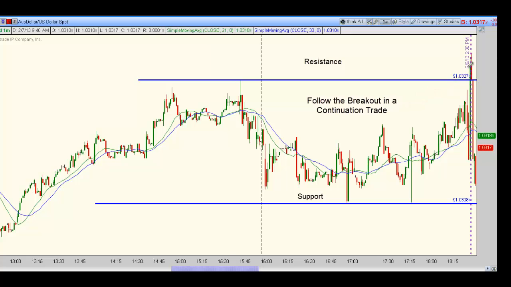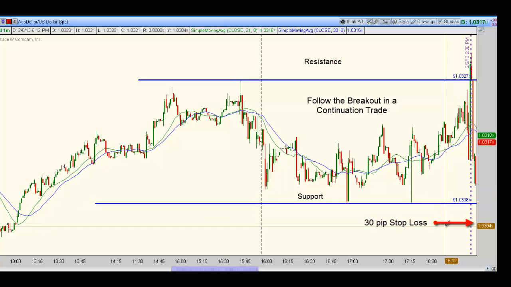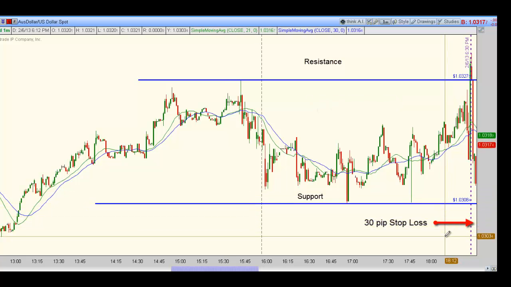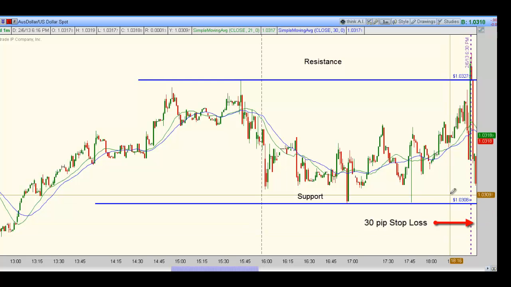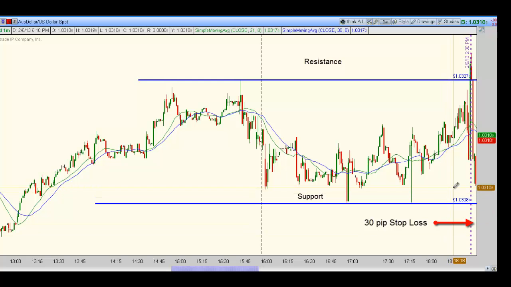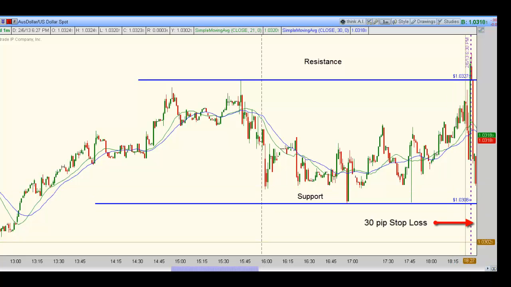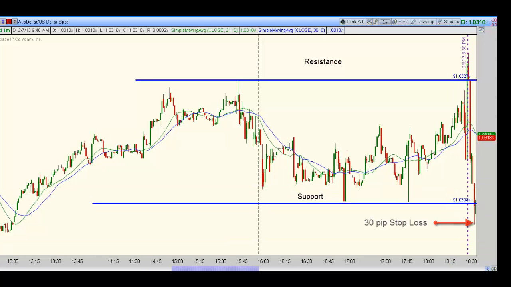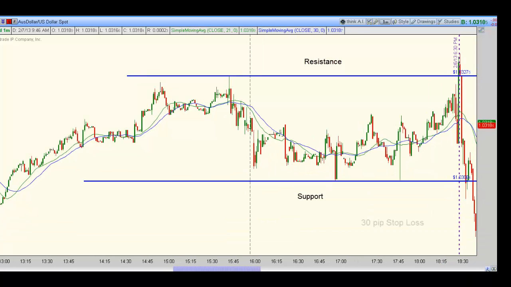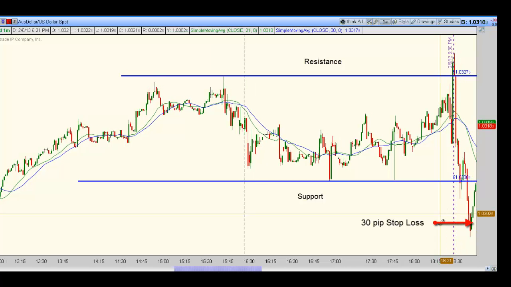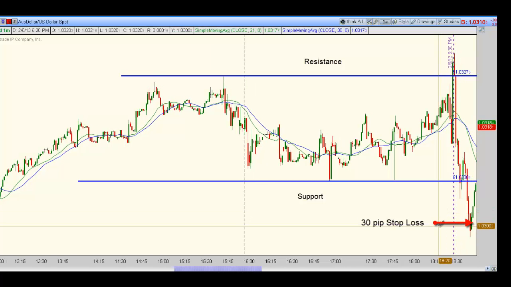So we would have entered in the 1.3292, 1.3293 area. A 30 pip stop would have been at the 1.3300 range. Down in this area would be a 30 pip stop. If you had a 20 pip stop, not sure, you'd be at around 1.3310. Let's roll this forward and see where we end up. And in quick order, very quick order, we are stopped out of this trade.